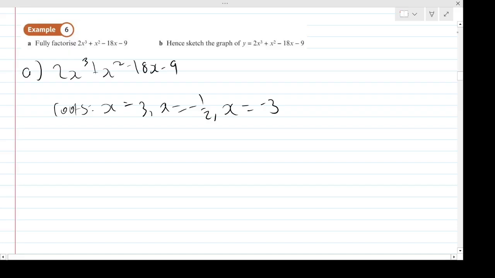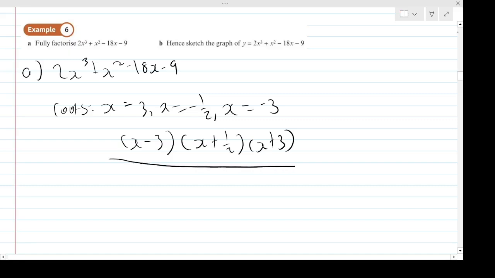However, obviously, you need to show your working, right? Mark schemes can be fickle. Sometimes they let you just write the roots down, sometimes you need to show your working. It's just best to show your working. Okay, so we have these roots. Then we can deduce that the factors would be x minus 3, x minus a half, which would be plus a half, and then x plus 3. Those will be my factors there.